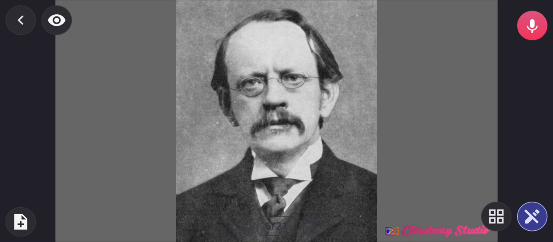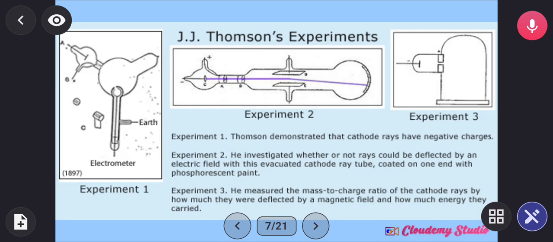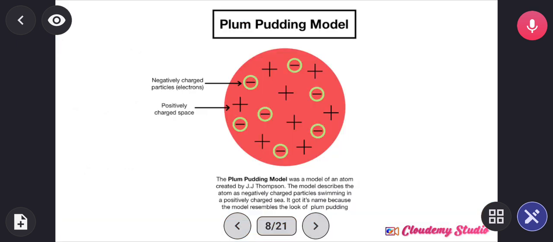Then we're having the likes of Sir Thomson that performed the cathode ray experiment and discovered electron, and also discovered the charge per mass of an electron. Where we have the experiment 1 to demonstrate the cathode ray have negative charge, experiment 2 to investigate if these rays can be deflected by electric and magnetic field, and experiment 3 where you measure the charge per mass of an electron of a cathode ray. Because he called this cathode ray, he called them electrons. So if I call them electrons, just know that electron is same thing as cathode ray in this case. And he proposed the Plum pudding model of an atom, which we have actually talked about before.